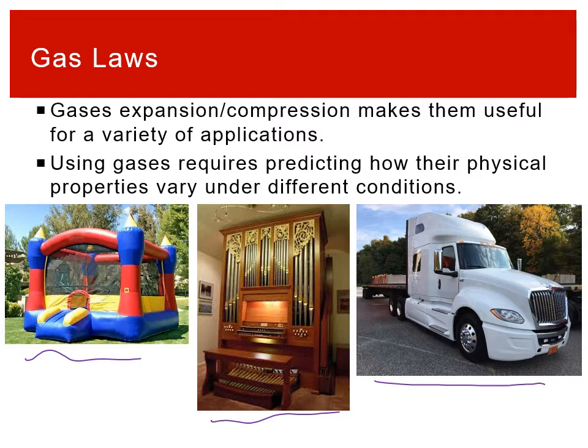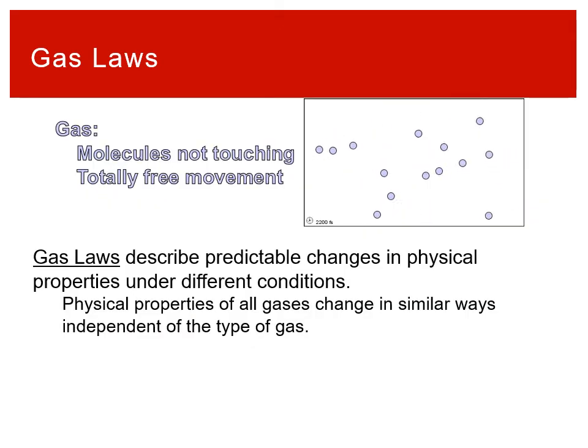And if we're going to be using gases, we say we want a certain volume of gas, or we want to change the volume of a gas. We want to be able to control the physical properties of gases. So how we predict these is by using what's called gas laws. And so the whole purpose of gas laws is that they allow us to predict changes in physical properties.